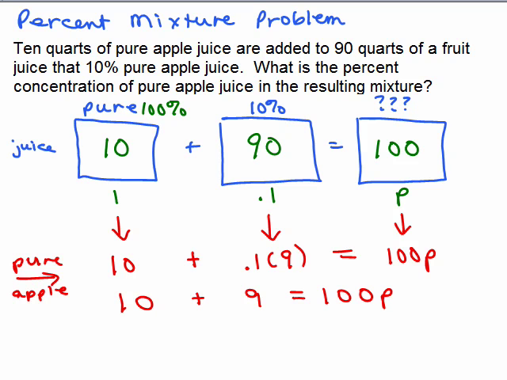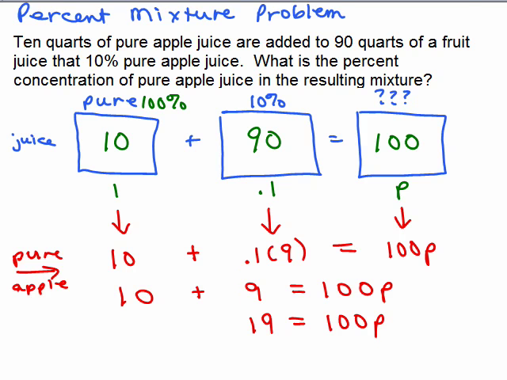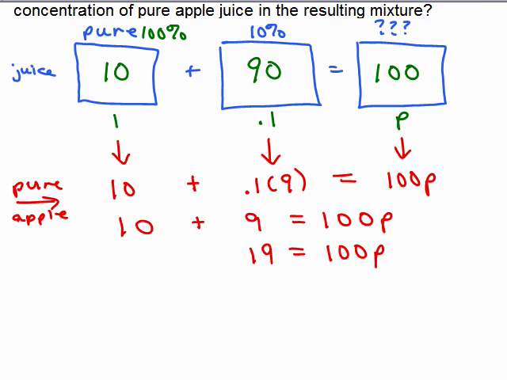Okay? All right, so this isn't too difficult to solve, is it? 10 plus 9 is just 19. Equals 100p. Now we're trying to solve for p, so we'd have to divide both sides by 100. Now I'm going to write that as p equals 19 hundredths. Now notice that is not a percent.